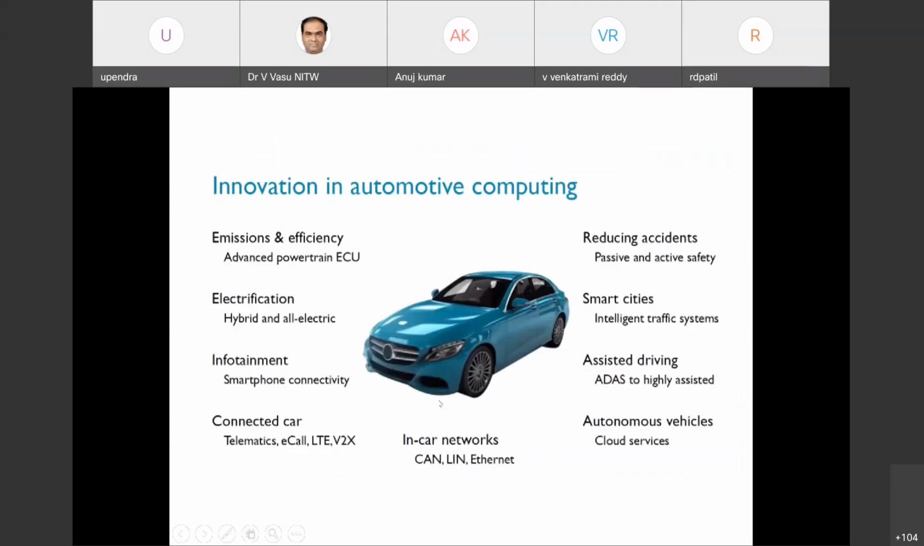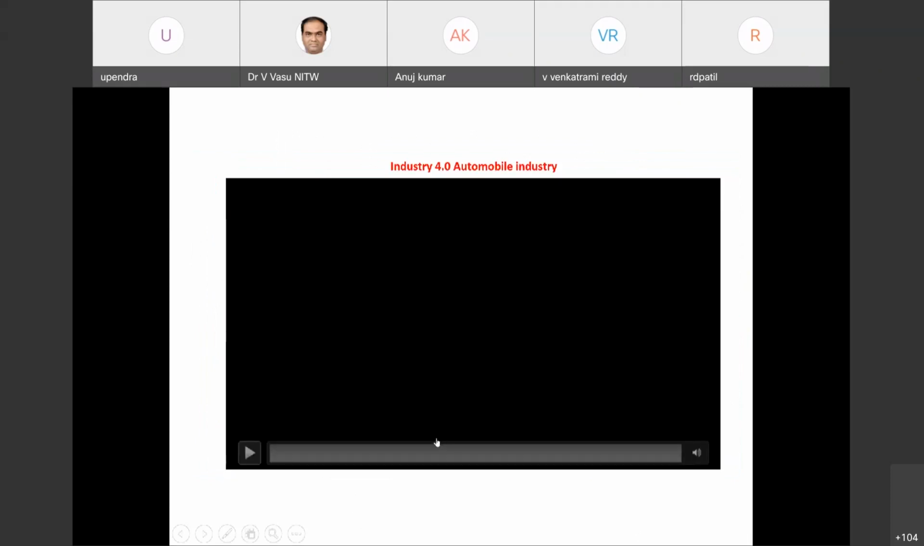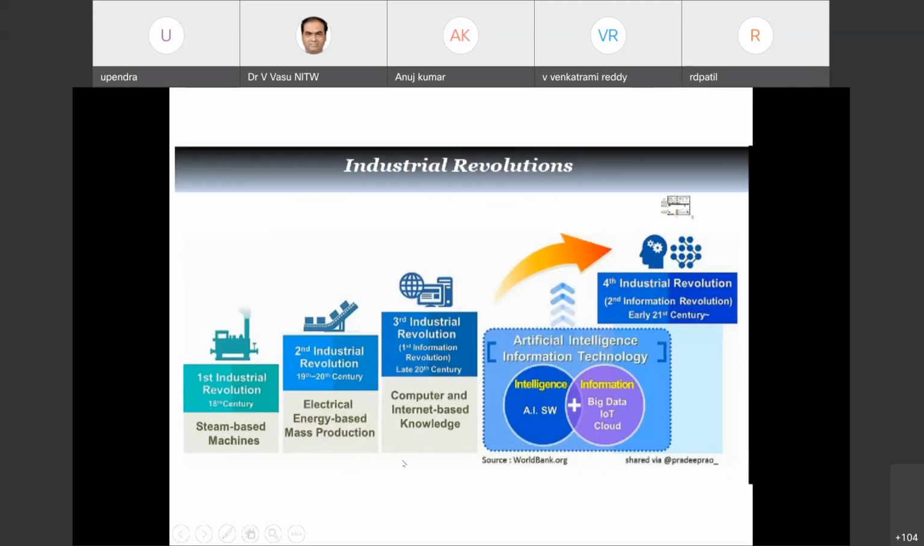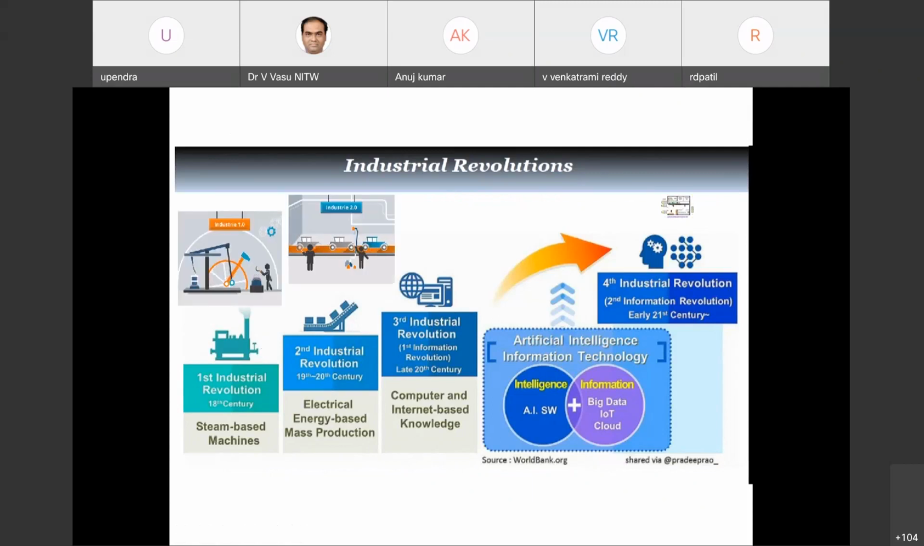Now we come to connected cars, and autonomous cars also come into the picture. This video will show you the different revolutions. There are 4 different types of revolutions occurring here, starting from the Industry 1 revolution, where steam-based machines were mainly used for power generation. Next we have a second revolution where electrical energy is mainly used.